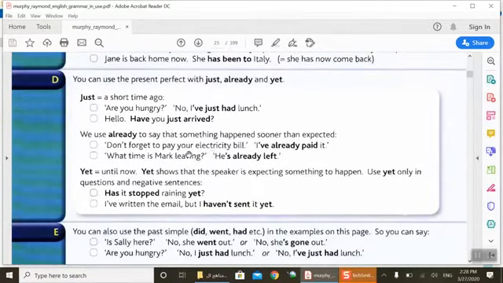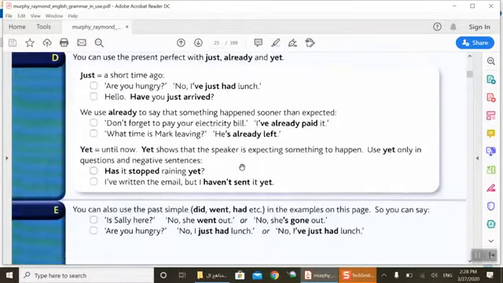We use already to say that something happened sooner than expected. مثلا don't forget to pay your electricity bill. قول I have already paid it. What time is Mark leaving? امتى يروح? He is already left. And then هو هسه where? He is not with us. ما هو مو ويانا. And then he already left. He has already left. He has already gone.